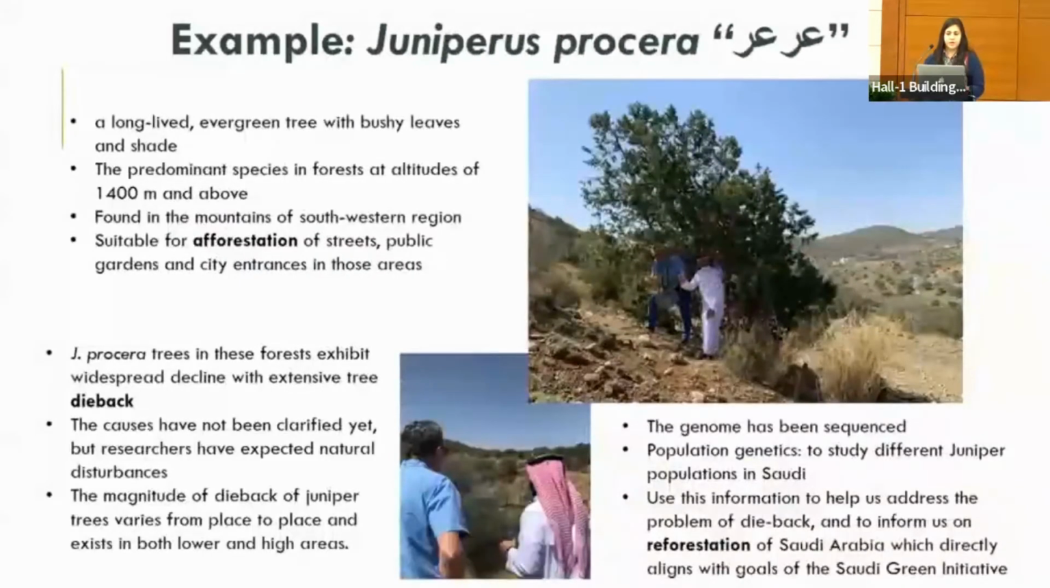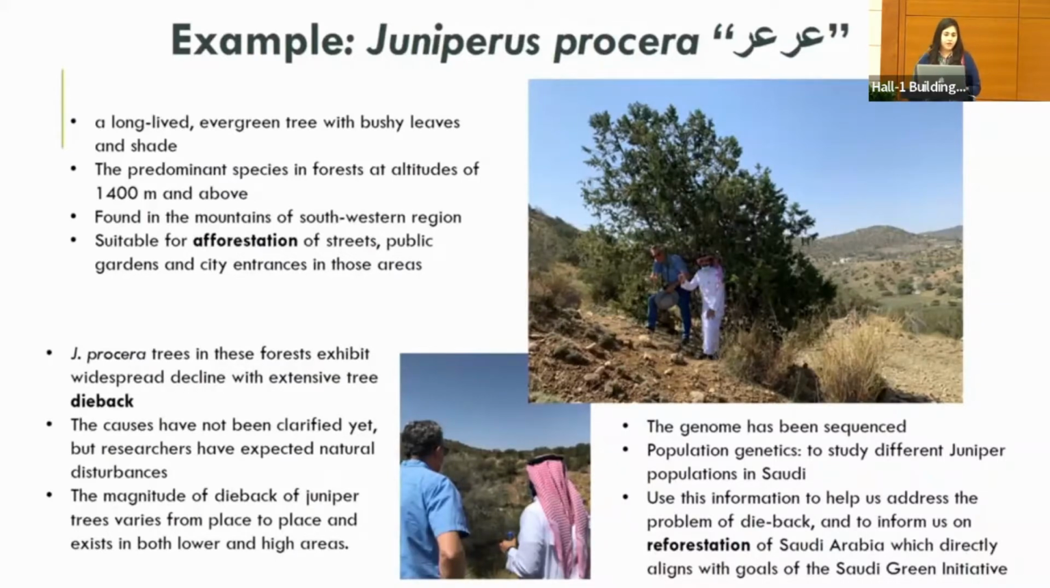So I'm going to talk a bit about the juniper as an example. Juniper is a long-lived evergreen tree. It's a predominant species in forest and at altitudes of 1,400 meters and above. It's found in the mountains of the southwestern region of Saudi Arabia, and it's suitable for afforestation of streets and public gardens in those areas.